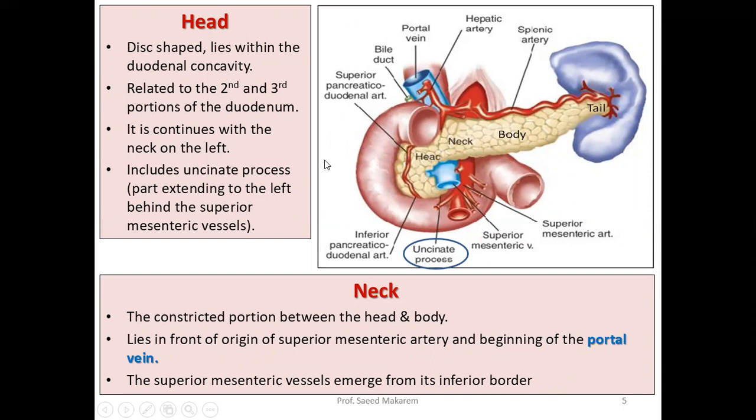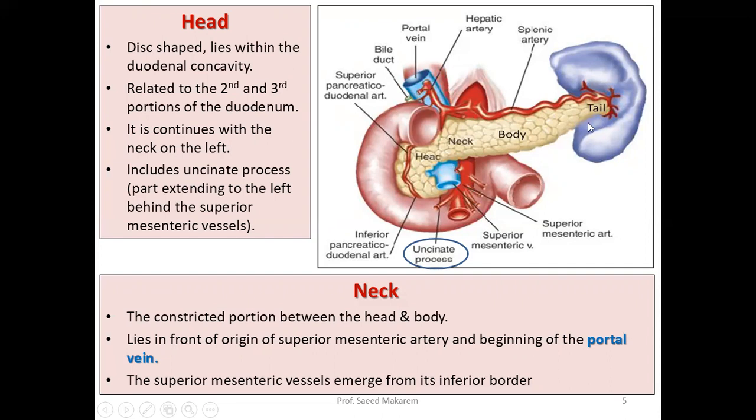If you see the head, there is an important process called the uncinate process. If you see here, the head of the pancreas extends downwards. This is called the uncinate process, the part extending to the left behind the superior mesenteric vessels. Superior mesenteric vessels, you see here. So here is the superior mesenteric artery, and here will be the vein. The superior mesenteric vein joins with the splenic vein to form the portal vein. Here is the portal vein.